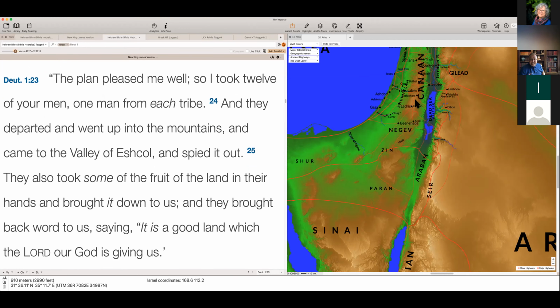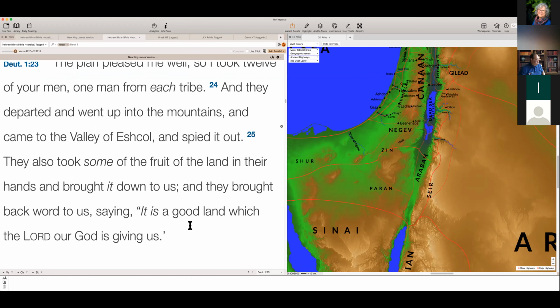pomegranate, and then it is full of grain. They took the fruit of the land into their hands. Well, let me tell you something, how it feels.